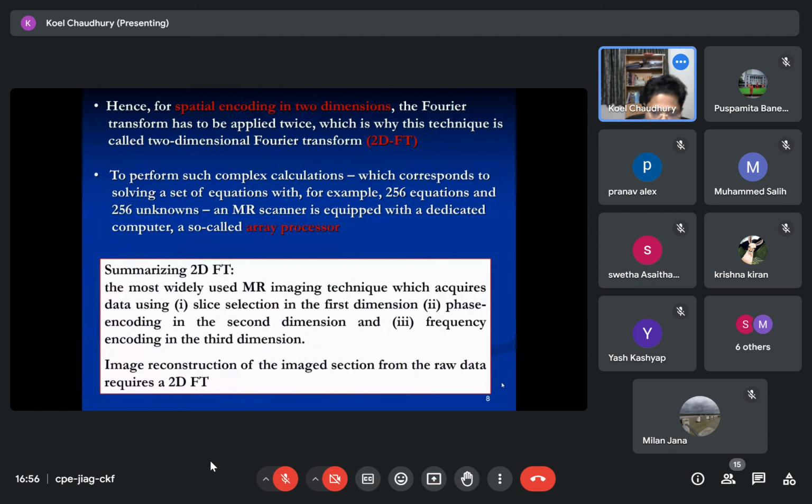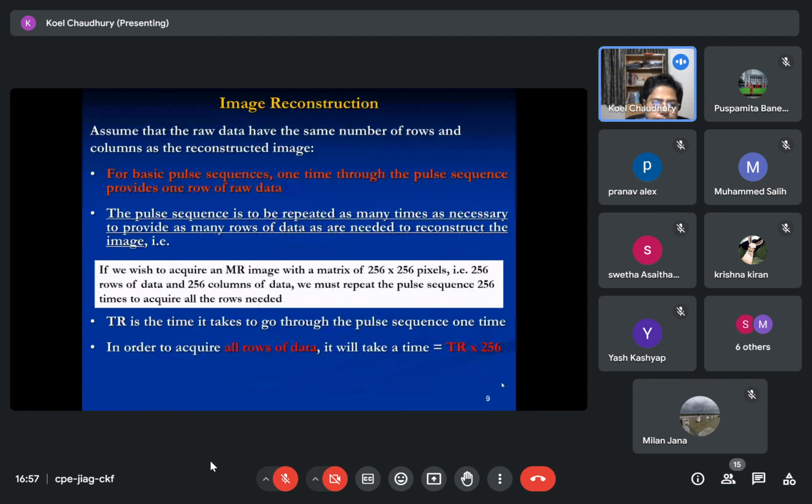Summarizing this, we have 3 dimensions: slice selection, phase encoding and frequency encoding. Yeah, I've already told you this. For basic pulse sequences, one time through the pulse sequence.